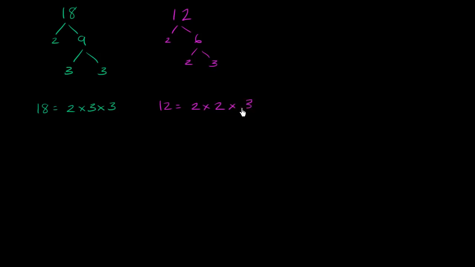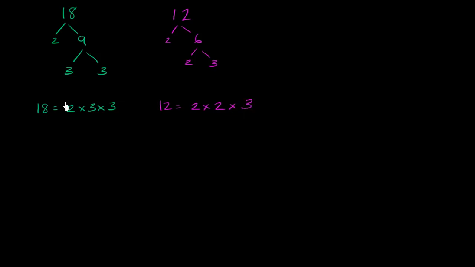So let's do that. 18 is 2 times 9, which is the same thing as 2 times 3 times 3. Or 18 is 2 times 9, 9 is 3 times 3. So we could write 18 is equal to 2 times 3 times 3. That's its prime factorization. 12 is 2 times 6. 6 is 2 times 3. So 12 is equal to 2 times 2 times 3.